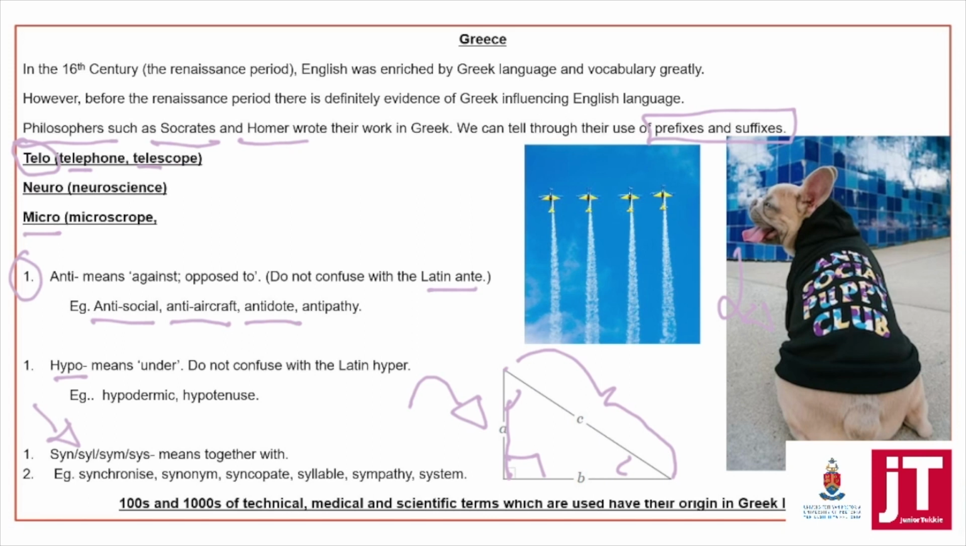Also, the word syn means together with, so synchronize means in harmony, synonym, words that are the same, stuff like that. Look at all of these planes flying in unison. They are synchronized. It's just like 4 units are acting as one.